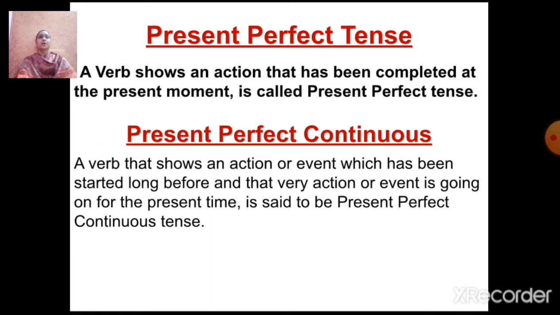Then let's see what is present perfect continuous tense. A verb that shows an action or event which has been started long before and that very action or event is going on for the present time is said to be present perfect continuous tense. Now here the formula is has or have plus been plus ing form of verb. Now as I said, has again we are going to use for singular subject and have we are going to use with plural subject.